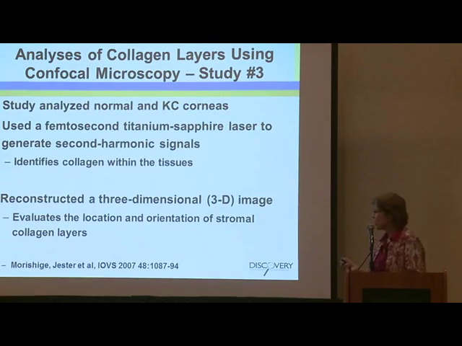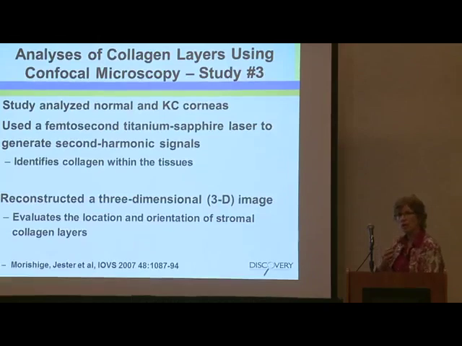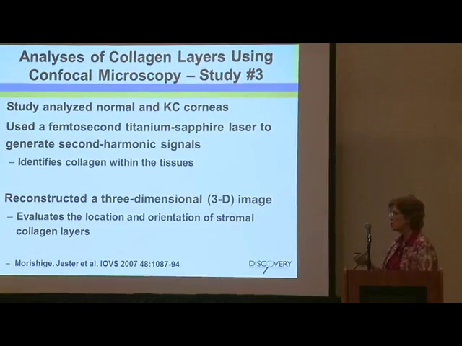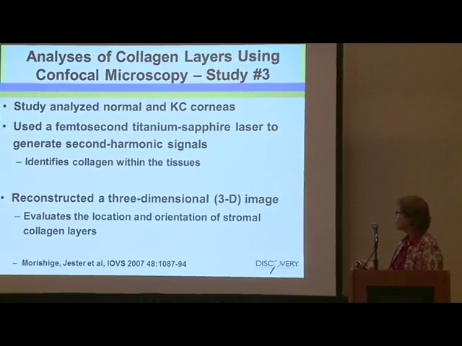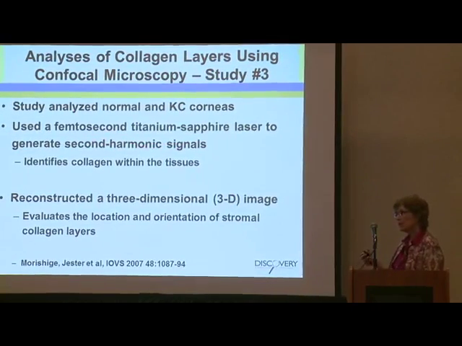So the third study was published in 2007, and they used a confocal microscope. This is a very, very fancy microscope that doesn't use light to look at the images. It uses a laser, this femtosecond laser, and it generates these signals. With these signals, you can actually look at the collagen in the corneas. So he also looked at normal and keratoconus corneas, and then reconstructed three-dimensional maps of these corneas.